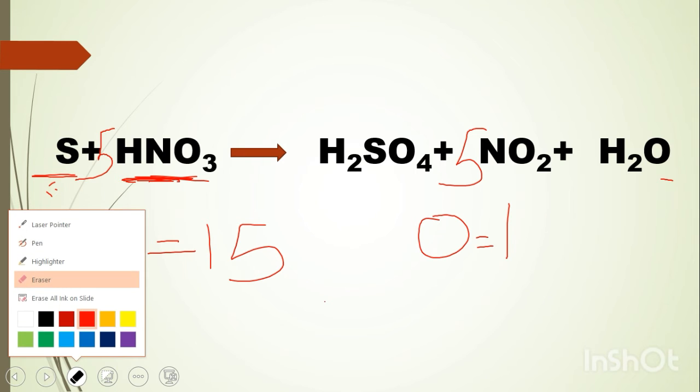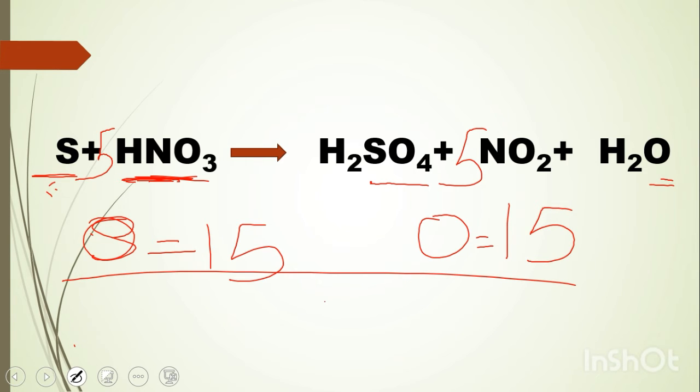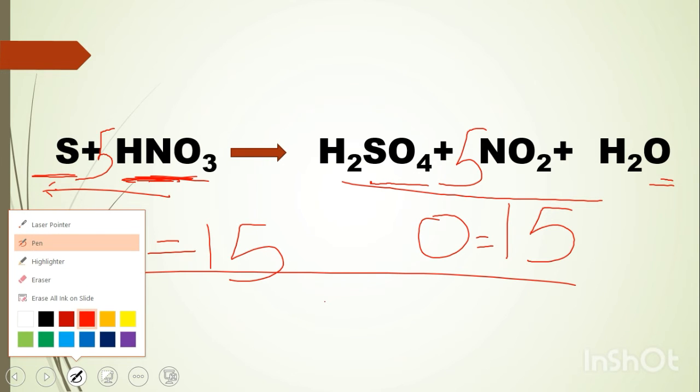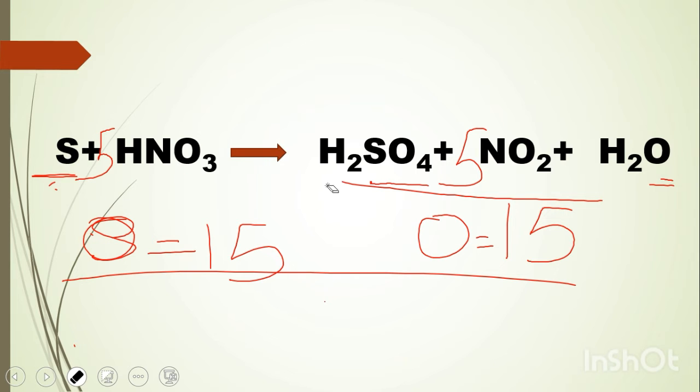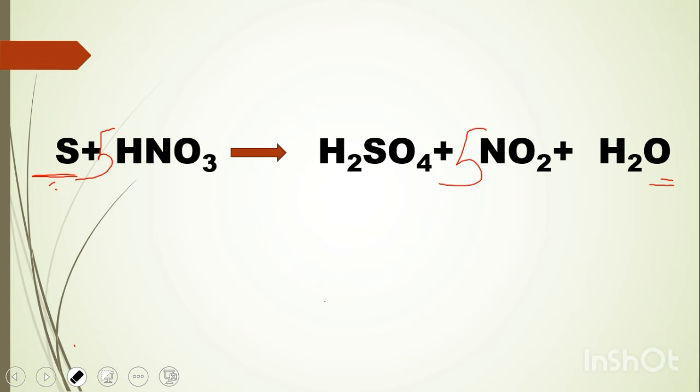So check the oxygen number. 5 to 10, plus 4 is 14 and 15. So our oxygen is balanced on the reactant side and on the product side. Moving toward the hydrogen, our hydrogen is not balanced. Our metals are balanced, there is no metal, non-metals are balanced, and oxygen is balanced.